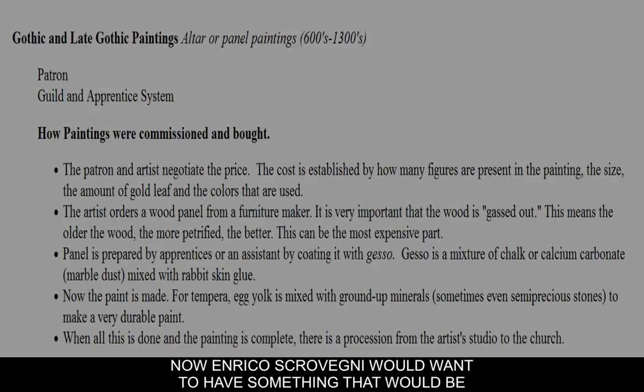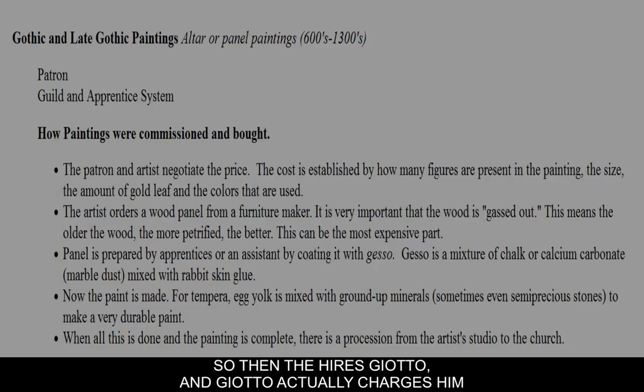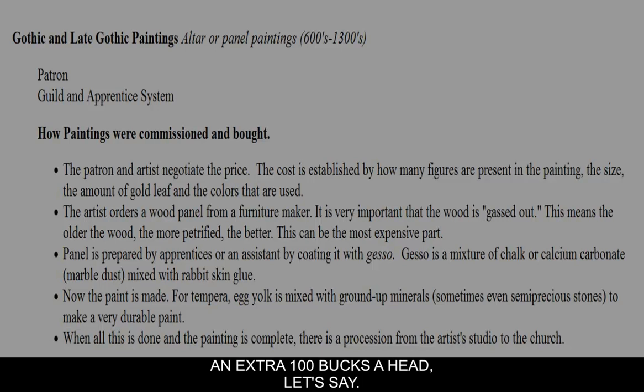Now, Enrico Scrovegni would want to have something that would be made in his lifetime immediately, and he could see it be developed, and so an altarpiece or decorations for a small church would be great, but he wouldn't want to build a major church. So then he hires Giotto, and Giotto actually charges him literally by the head. Like if there are 5 or 6 angels in it, you charge an extra $100 a head, let's say. The gold leaf actually costs extra.